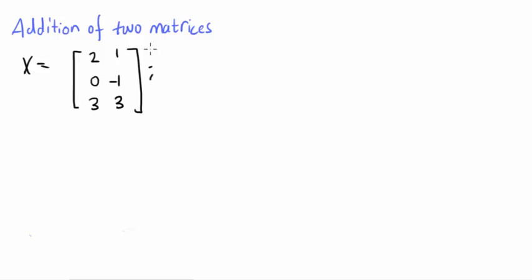Now let's look at addition of two matrices. The word matrices is the plural of matrix. Don't start calling a single matrix a matrice, which is something that I commonly hear, which is incorrect. As well as our matrix X, let's define another matrix Y, which we'll make equal to -1, 0, 2, 1, 1, 2.